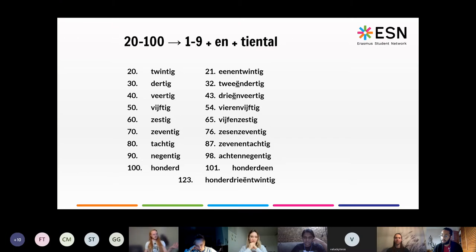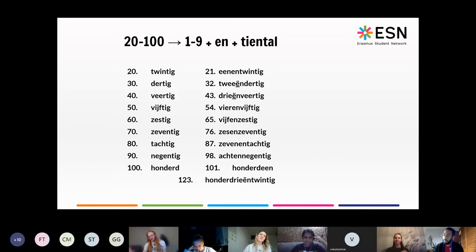Twintig, dertig, veertig, vijftig, zestig, zeventig, tachtig, negentig, honderd. Wow, now you can count to 100 in Dutch. Great job. Growing up so fast.